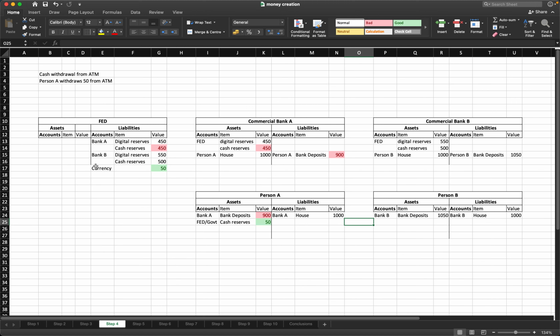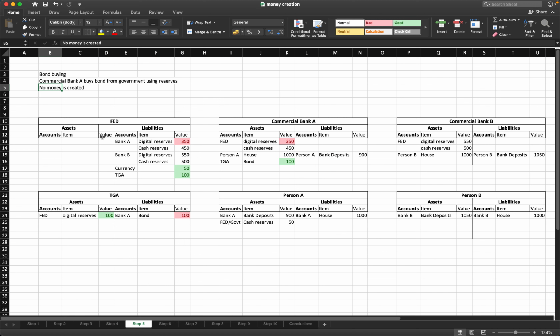In step 4, person A will withdraw cash from an ATM. As you can see, this has an impact on the Fed as well. So person A takes his 50 bank deposits from 950 and converts them to cash. This means that on the liability side of commercial bank A, those 50 deposits are removed, but also of those cash reserves that it held from the Fed, 50 are removed from the ATM machine. This means on the mirrored balance sheet of the Fed, there's also 50 removed from the cash reserve of bank A, and 50 is added to currency in circulation.